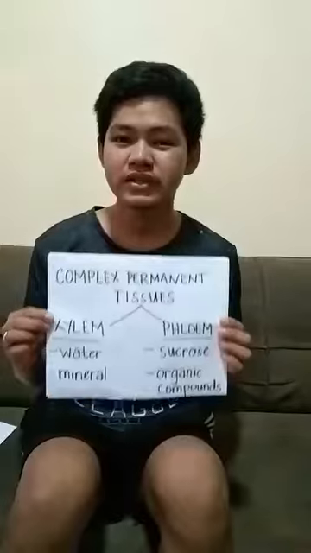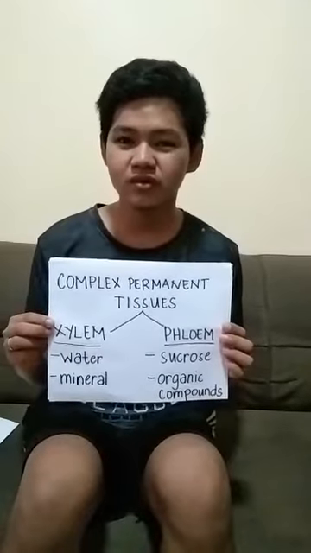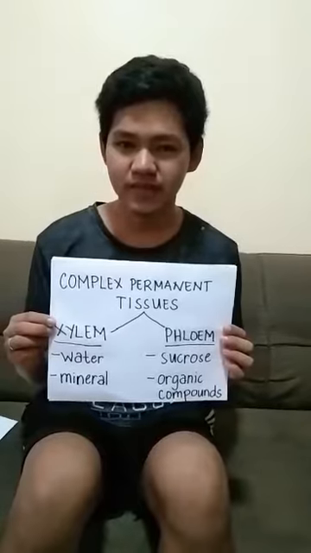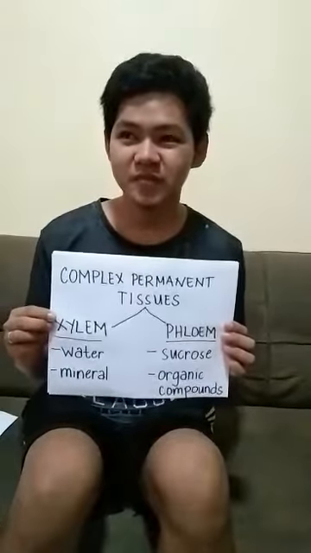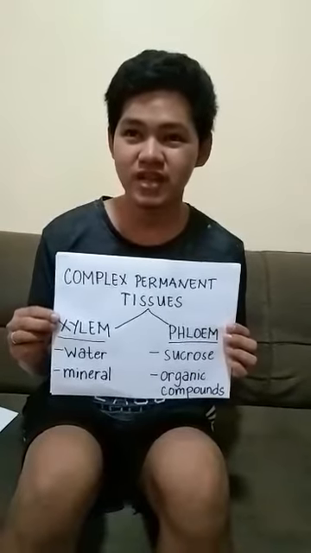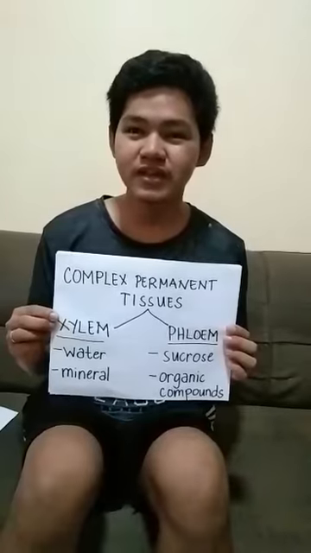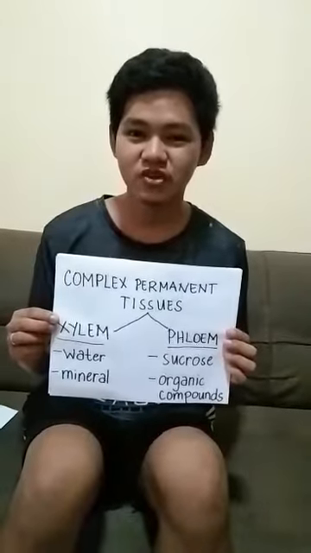But before we go deeper with our topic, let's know first why they are called complex permanent tissues. Xylem and phloem are called complex permanent tissues because they are made up of more than one type of cells, and all these different types of cells coordinate to perform the same function.